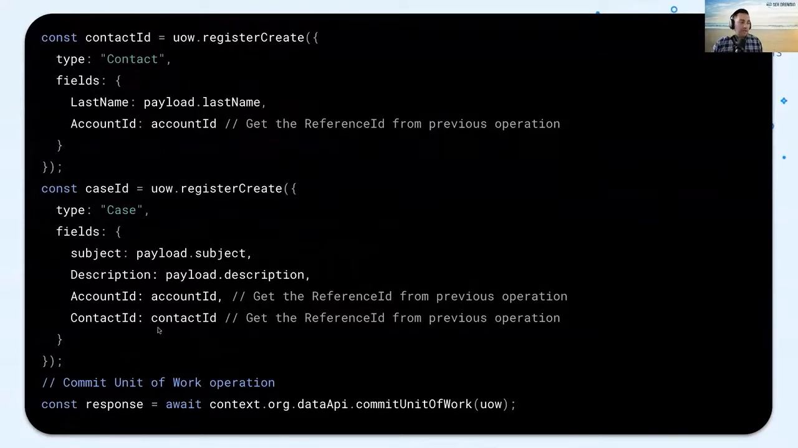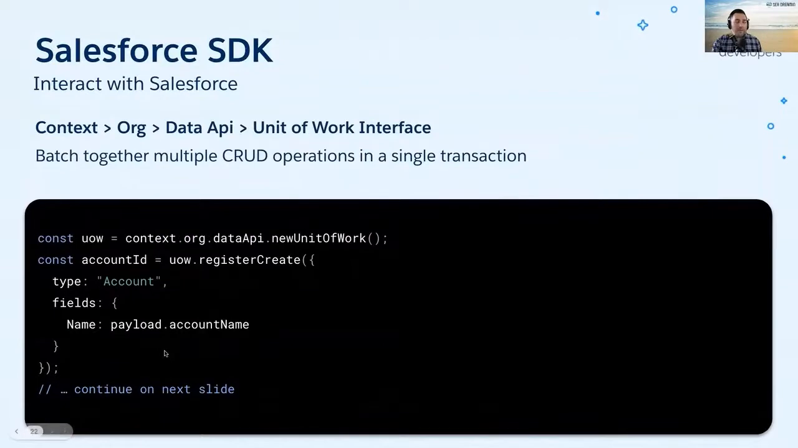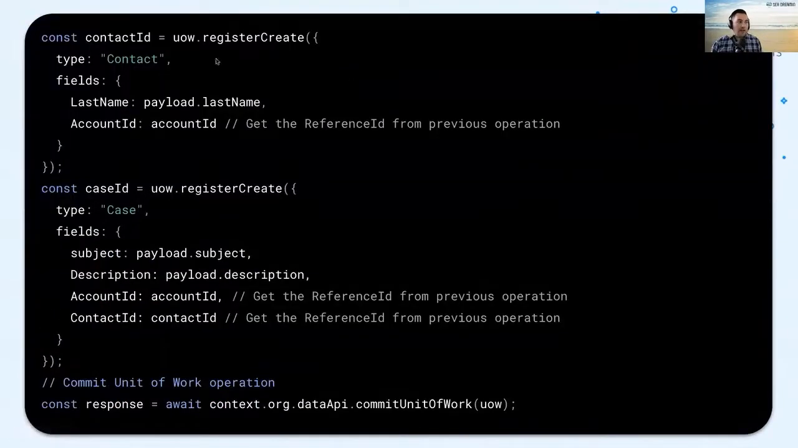You can see here on the first slide, we're creating an account. Next, we can then create a contact. We're registering that create again. We've got the last name here from the payload, and then the account ID. This account ID is a reference from that previous operation that allows us to relate the account and the contact together within that single transaction.